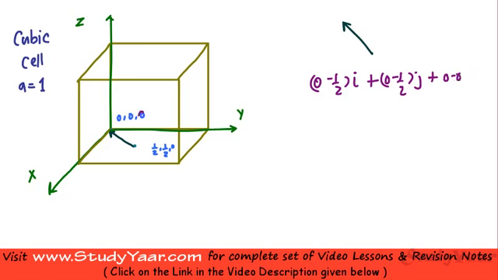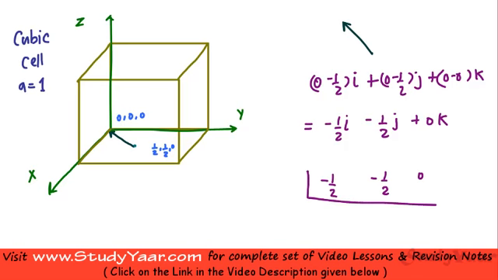Okay, we have a 0, we have a 0, so 0 minus 0 k. This is basically equal to minus half i minus half j plus 0 k. Okay, so your next step is to get this vector resolved along x, y and z, right? So along x you have minus half, along y you have minus half, along z you have 0.